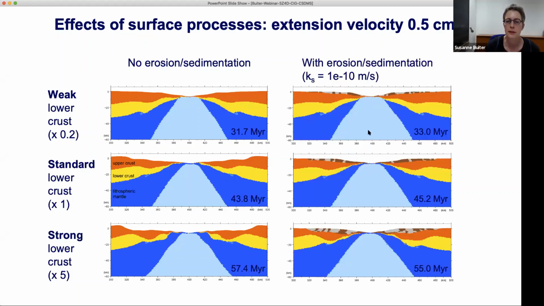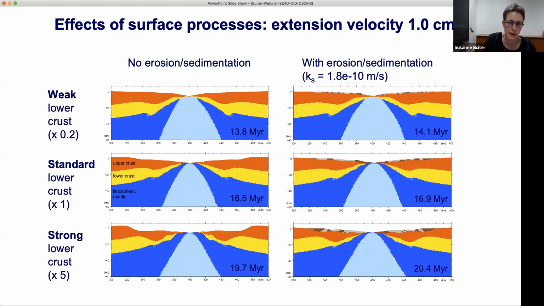On the right column, I will show you the same models, but with surface processes added. You can see the sediments in these brownish colors. At 0.5 centimeter here, we do see the rift flanks being eroded. We can see the sediments deposited, but if you look from a bit back and focus on the crust, you can see that there's not much difference in the style of deformation of the models. That actually is still the same for 1 centimeter here.